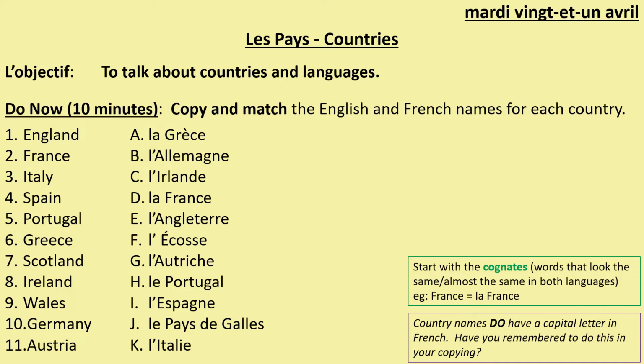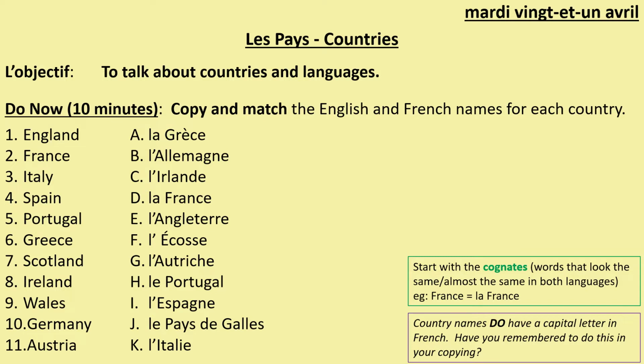Les pays is countries. So sometimes I wouldn't give you the English necessarily, but you have it today. But we would certainly discuss the meaning of the title in the lesson. So write down les pays and countries. Also write down the objective, l'objectif. And the objective today is to talk about countries and languages.